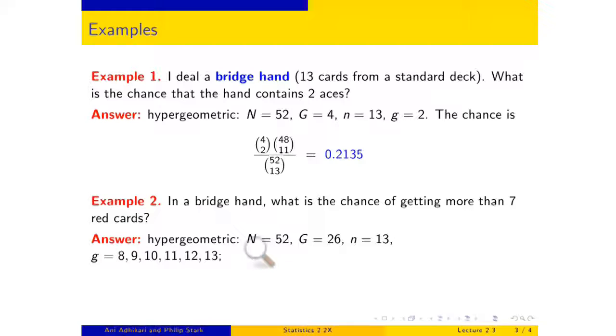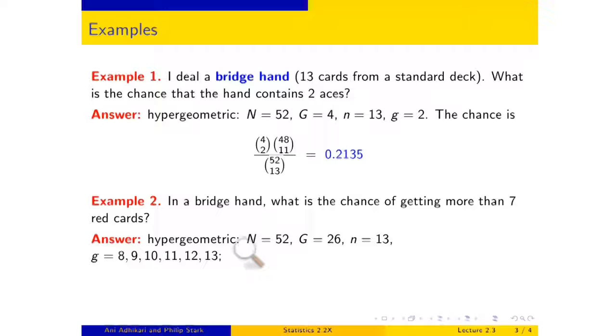So I'm looking at the hypergeometric setup. So a population size of 52, in the population 26 good elements, a simple random sample size of 13, and now more than 7 red cards. So more than 7, 8, 9, etc. up to 13. Why did I stop at 13? Because that's how many cards I'm choosing. I can't have 14 red cards in 13 cards.